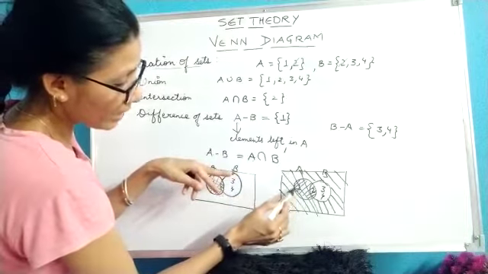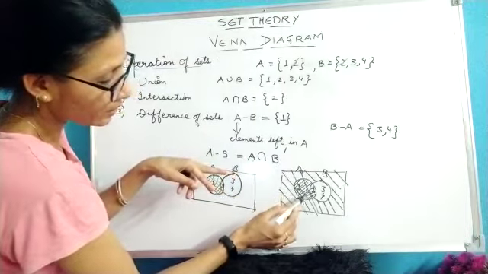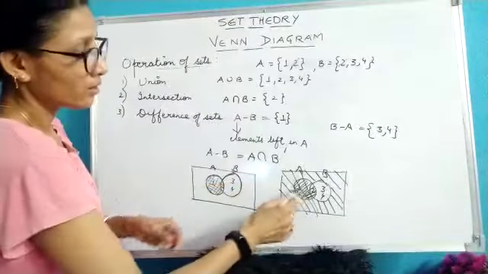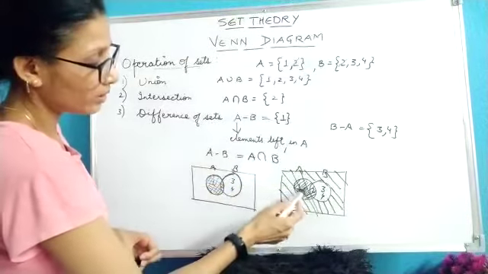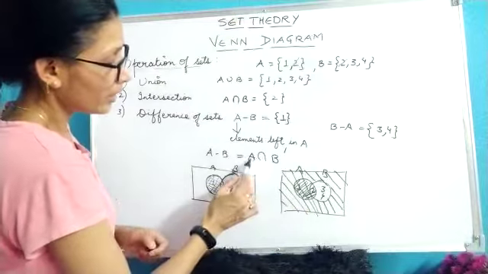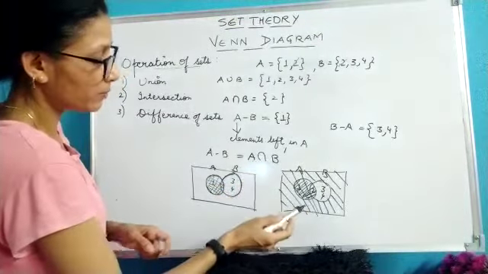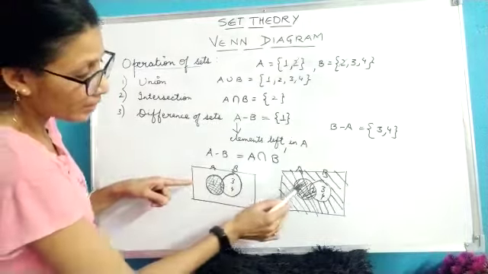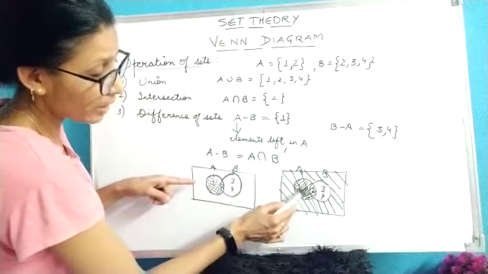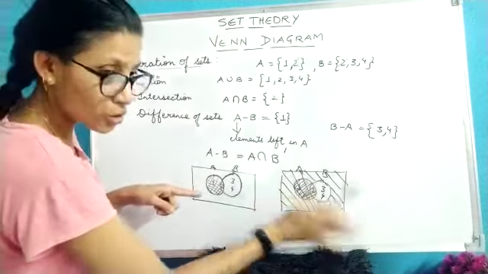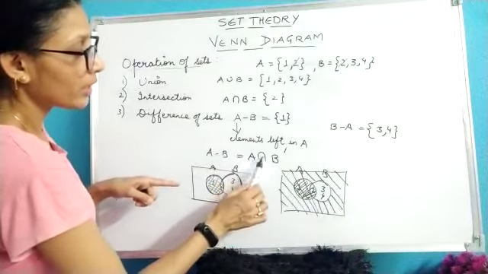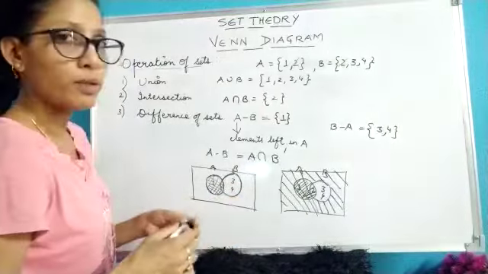So this hatched area is the common part. The part which is shaded by both the shadows is your A intersection B complement part. So here this part is the hatched part and here also this part is the hatched part, leaving this 2. That means A minus B can also be written as A intersection B complement.